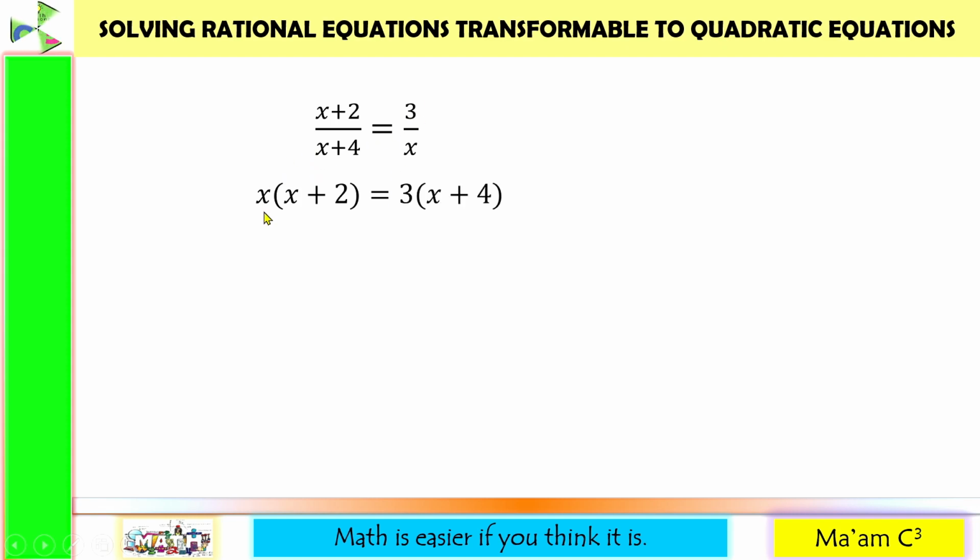Now let us distribute this x here. x times x is x squared. x times 2 is 2x. Equals 3 times x is 3x. 3 times 4 is 12. Let us move all terms on one side.